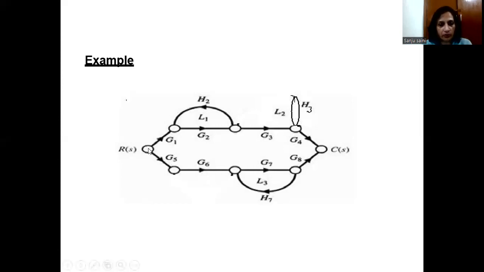So we have come to know these are the nodes, these are the branches, these are the gains of the branches. Then we have discussed the loop that starts from the same node and terminates on the same node. Path, that is the traversal from the source node to the destination node. Forward path, that starts from the input node and ends on the output node. And the product of the gains associated with the forward path is termed the forward path gain, and the product of the gains of the branches forming a loop constitutes the loop gain. And we have just learned what the input nodes and output nodes are.